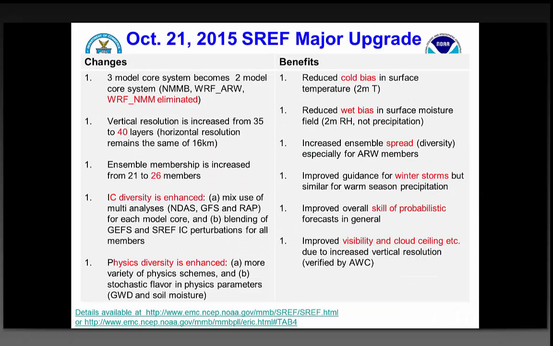Moving on to the SREF, which was also implemented fairly recently. I'm not going to spend a lot of time on this. This is now a two-model, two-core system. We dropped the WRF-NMM, so we're left with just the WRF-ARW and the NMMB, which is part of NEMS. And there's a website here if you want more details. Let's move on for the sake of time. This system will be recycled in my plan.